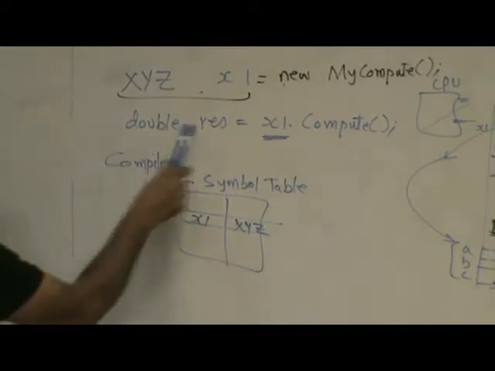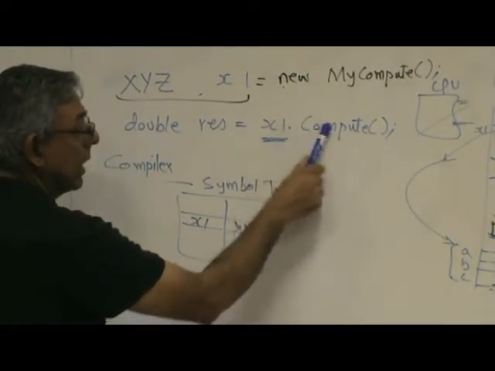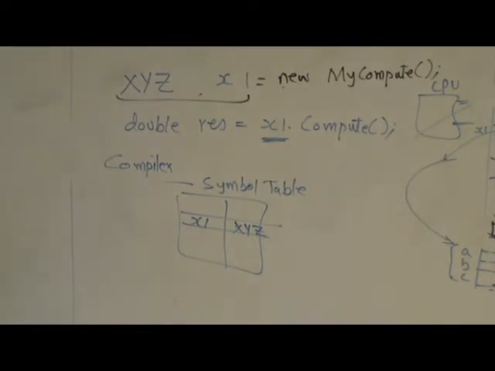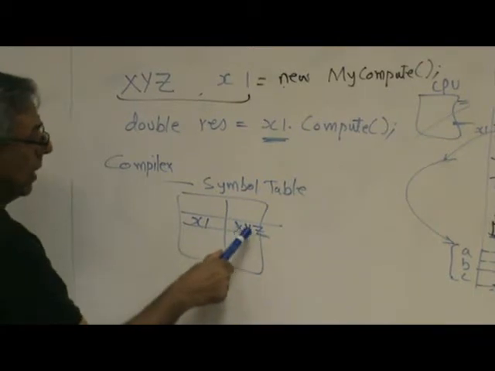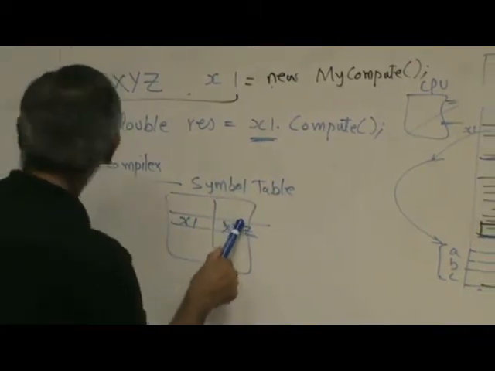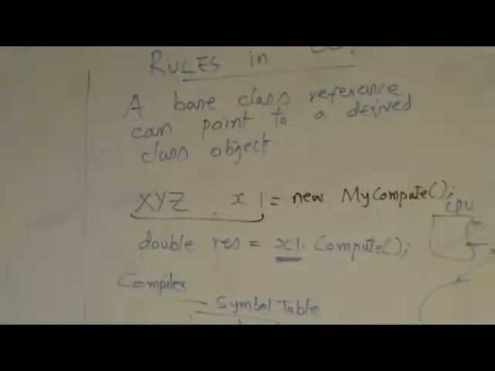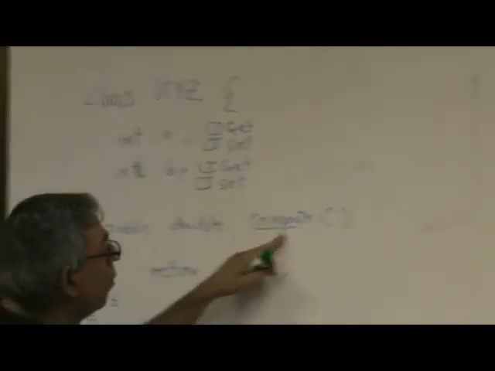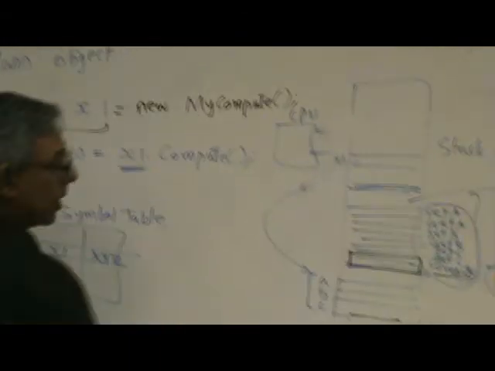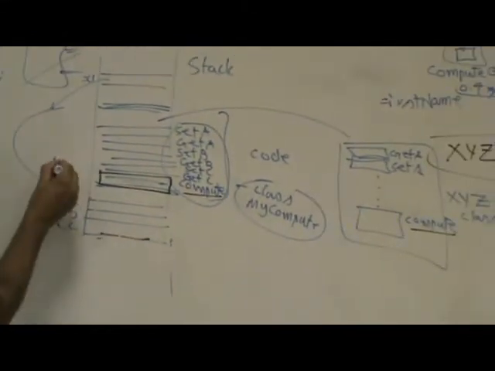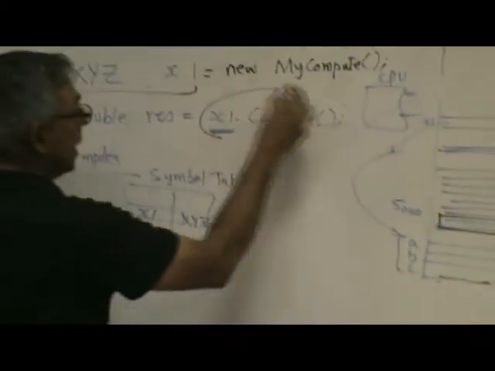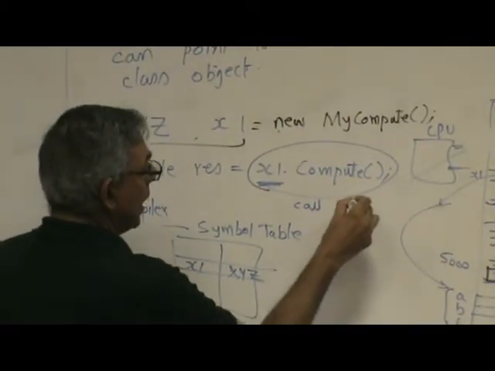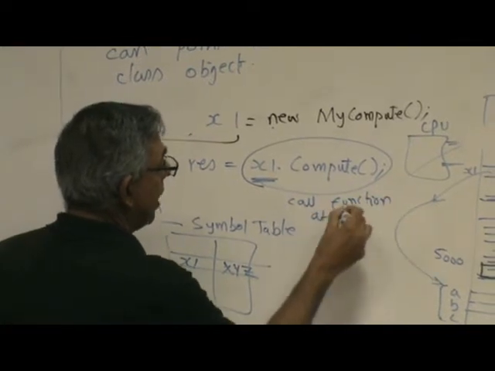Okay, so once the compiler is trying to translate this to the machine code or the assembly code, it will check x1 by going to the symbol table. What will it find? It's of type XYZ. Then the compiler will go to the XYZ class and see, is there a compute? Yes, there is a compute. Where was the compute for XYZ stored? Let's pretend it was stored at some address 5000. Okay, so this will be replaced by call function at 5000, right?